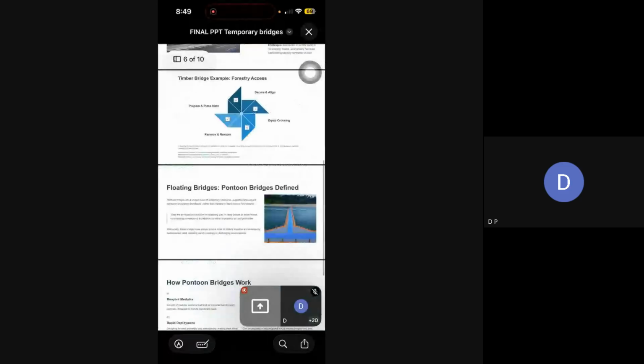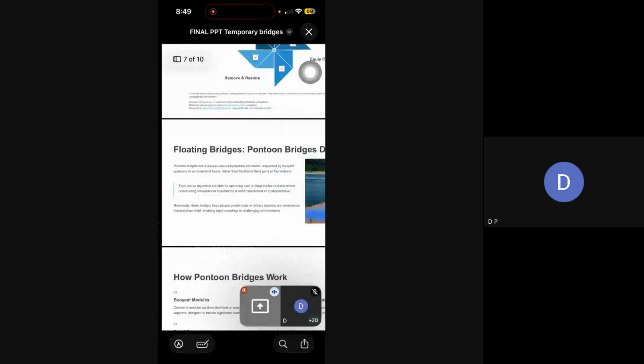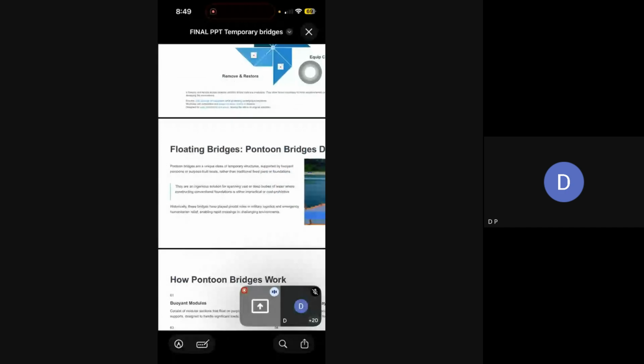Floating bridges, pontoon bridges defined. Pontoon bridges are a unique class of temporary structures supported by pontoons or purpose-built boats rather than traditional fixed piers or foundations. They are an ingenious solution for spanning vast or deep bodies of water, where constructing conventional foundations is either impractical or cost prohibitive.